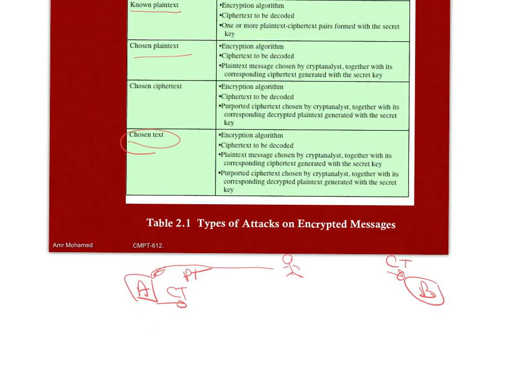Chosen text. I can, in fact, control what plain text or what ciphertext can be converted either by Alice or by Bob. So I can permutate certain plain text here and certain ciphertext here, which allows me to probe Alice and Bob and to get to the key much, much faster. Is it clear? Anything not clear here?